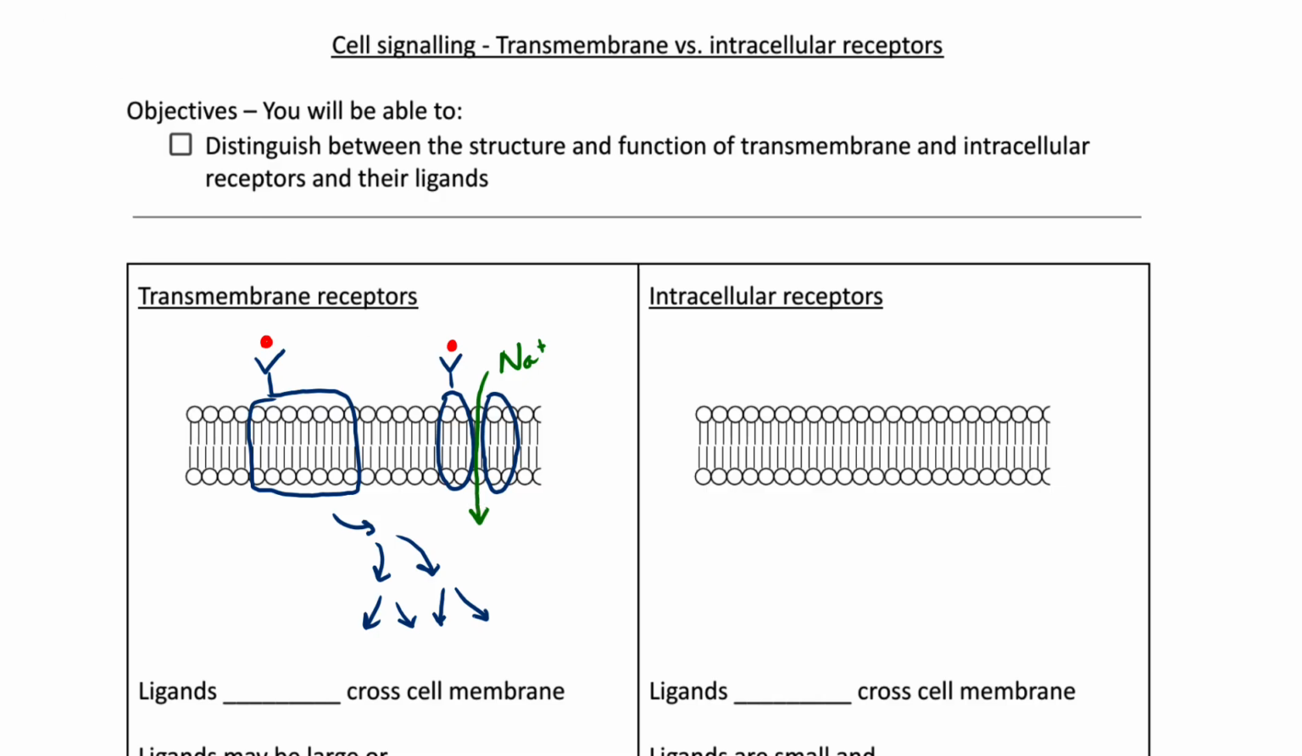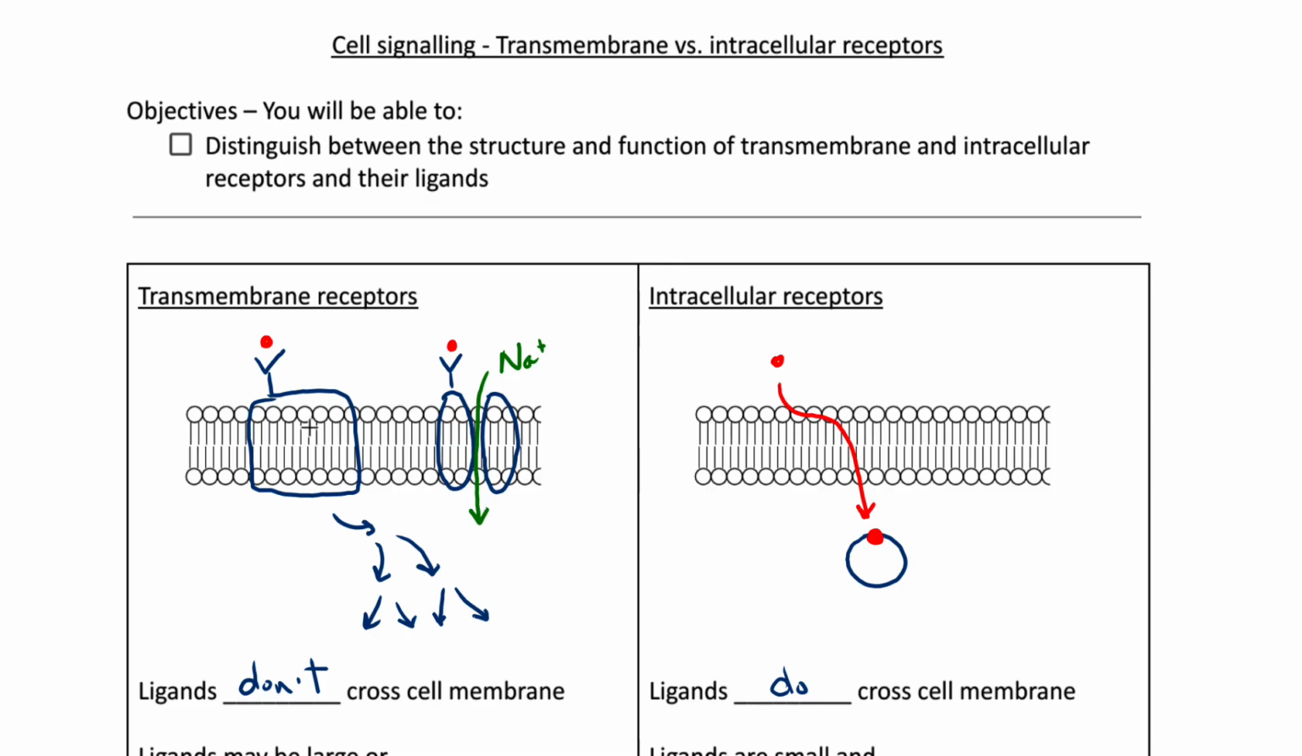But in either case, the ligands don't cross the cell membrane. In contrast, with intracellular receptors, as the name indicates, the receptor is inside the cell, either in the nucleus or the cytoplasm. So this might be the receptor here, and the ligand, because it is small and hydrophobic in this case, can actually cross through the membrane. So here's the ligand going from the outside of the cell to the inside of the cell, and it can bind to the receptor inside of the cell. So in the case of intracellular receptors, the ligands do cross the cell membrane.